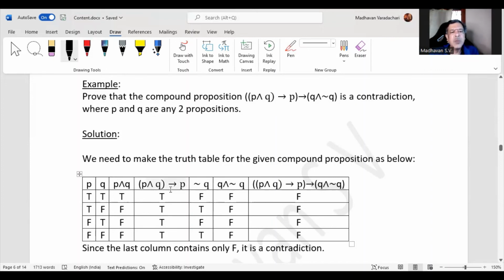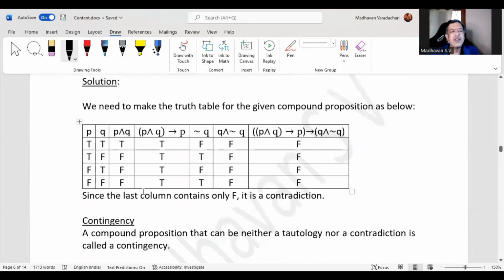Now, P implies Q, the whole implies P, and then that whole thing implies Q and not Q. That is the given expression. If we compare, here we consider this as the first statement, this as the second statement. Everywhere you may notice the first statement is true, second statement is false, the result will be false only. Since the last column contains only F, it is a contradiction.